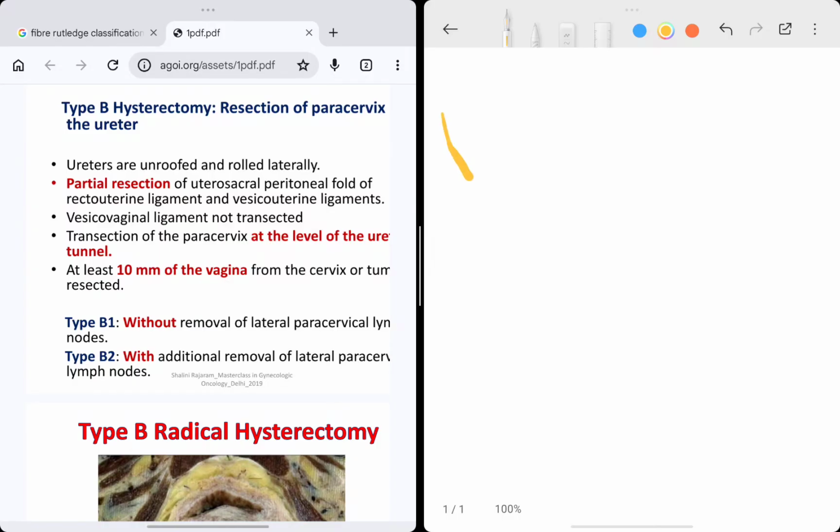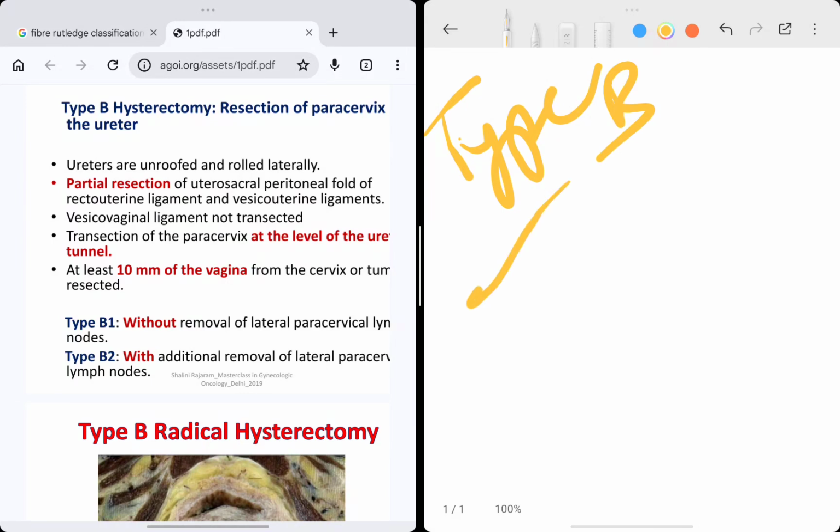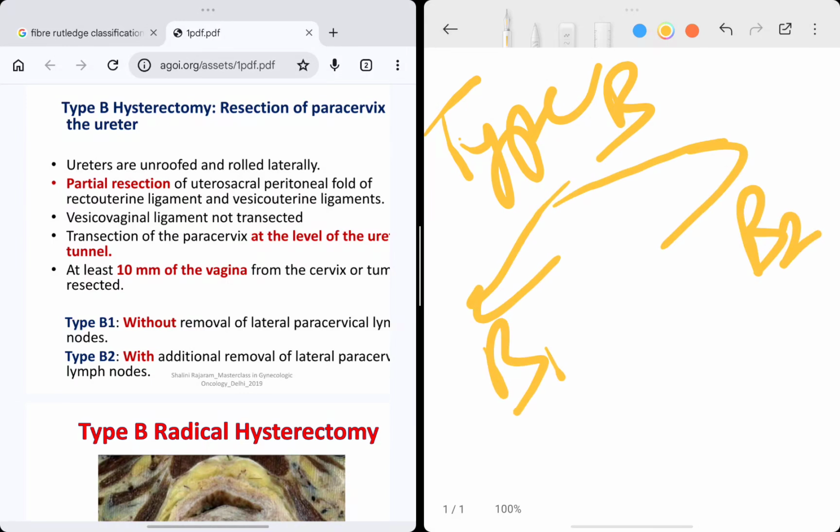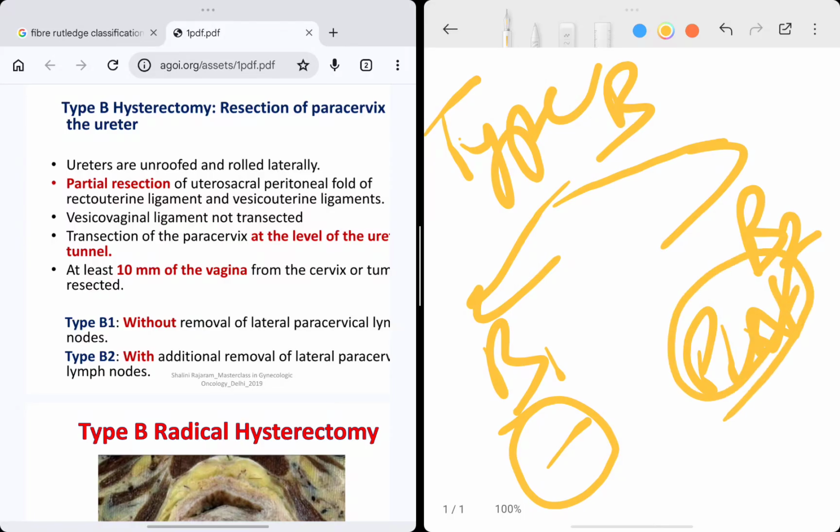Now this type B hysterectomy is further divided into two parts. And what are those parts? B1 and B2. So these divisions are based on the involvement of the lymph nodes. So if there is no lymph node involvement, then this is type B1 hysterectomy, and if the lymph nodes are involved along with the structures that are resected above, so if there is removal of the lateral lymph nodes, which are the pelvic lymph nodes, so here pelvic lymph nodes are also dissected.